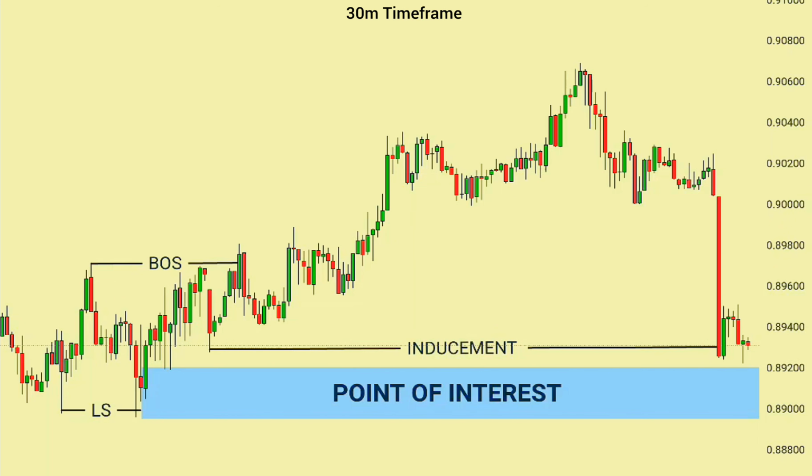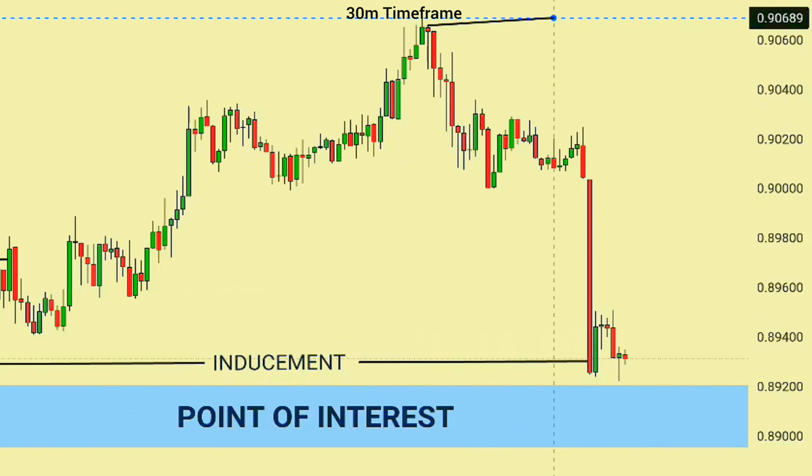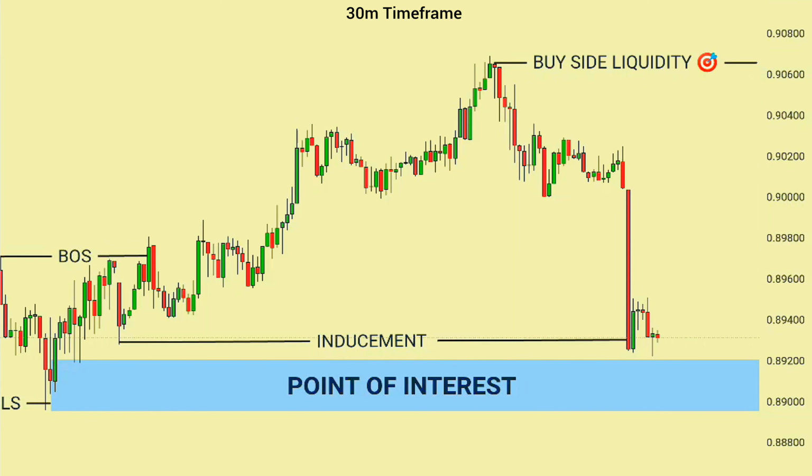And above this area, we have a pool of liquidity. These are the previous highs, where many stop losses are placed. The market is naturally drawn towards these levels, because that's where the orders are. So instead of guessing direction, we use this as a target. This is what we call buy-side liquidity.